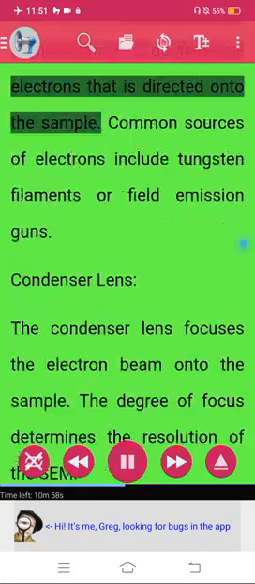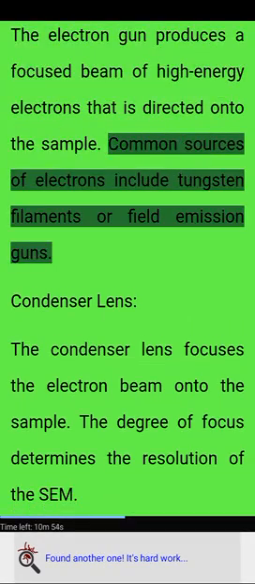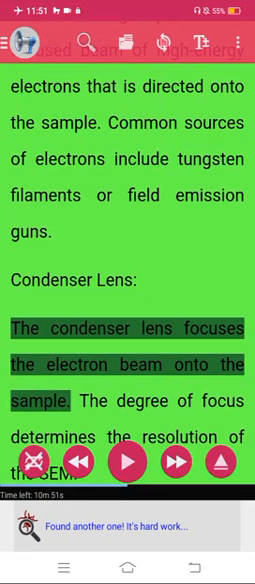SEM instrumentation. Electron source, gun. The electron gun produces a focused beam of high-energy electrons that is directed onto the sample. Common sources of electrons include tungsten filaments or field emission guns. Condenser lens.